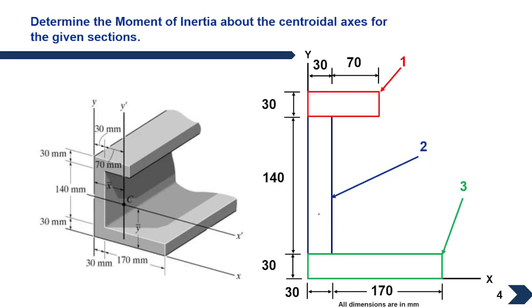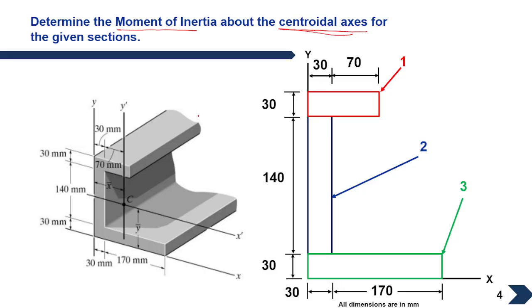Okay, so let us now solve a sum, and we'll see how easily we can solve it with the help of the tricks and the steps. In this problem it is asked to find the moment of inertia about the centroidal axis for the given section. So here we'll find the centroidal axis first, and then we'll find the moment of inertia about that axis.